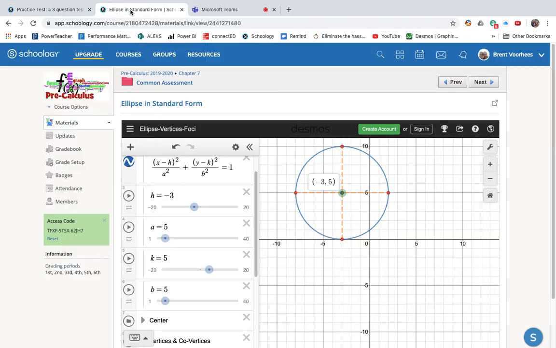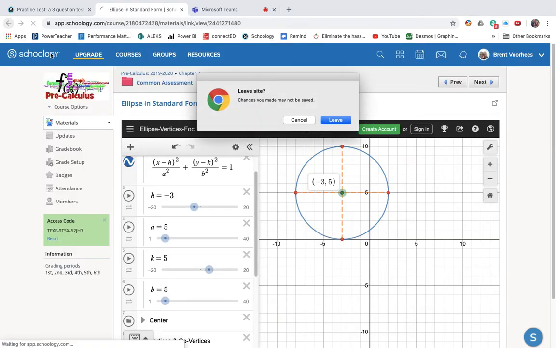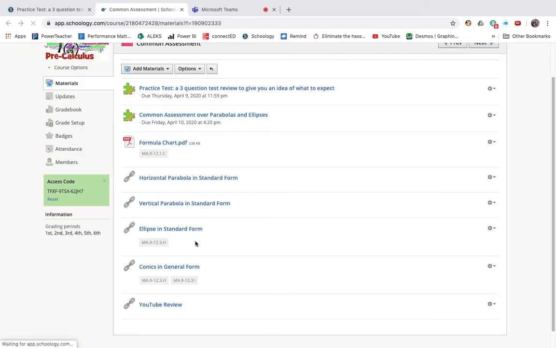And so now the last one, I'm going to go to general form. This is a general form problem. So I'm going to go to my graphs, and I'm going to change this to be a general form conic, please.